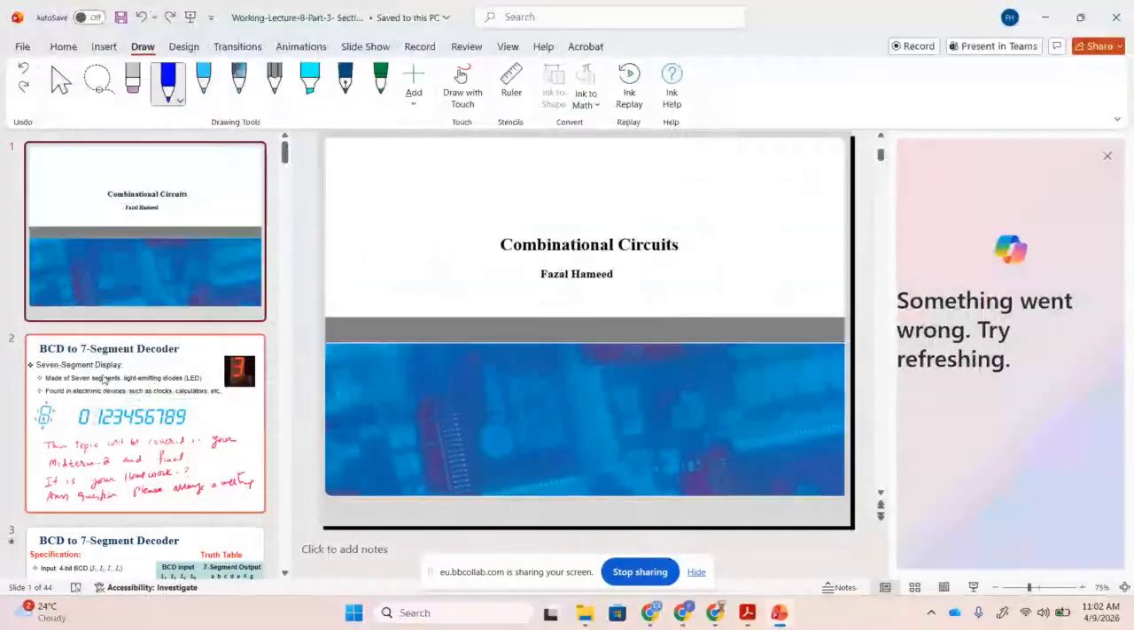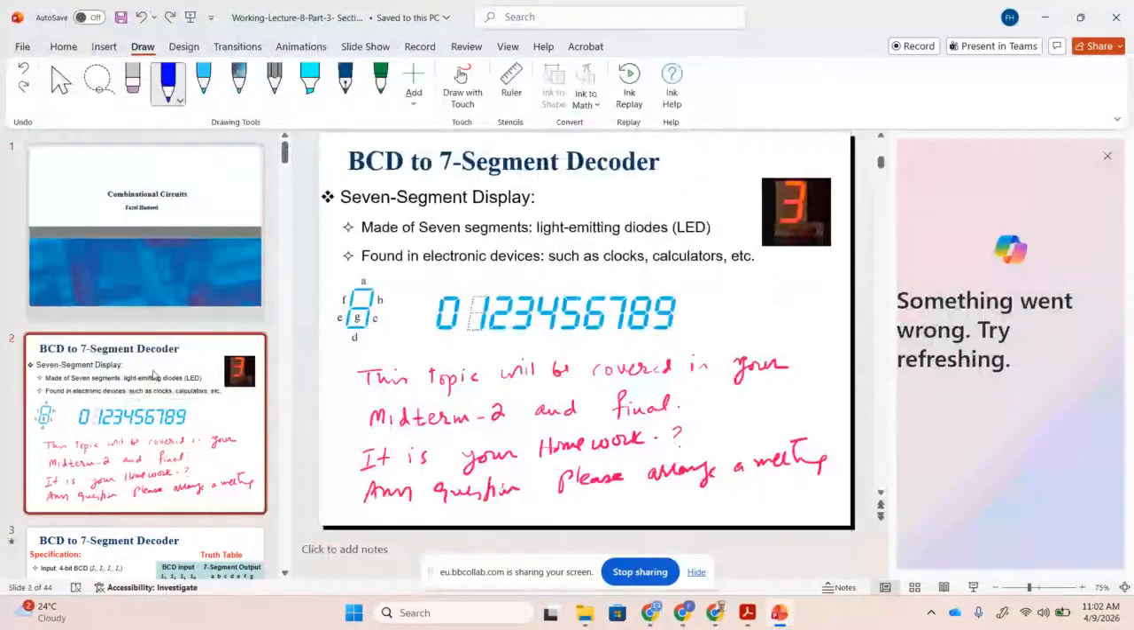So hi students. So now this is chapter number 8. There is a topic which is a BCD to 7 segment decoder, and why I'm putting it: this topic will be covered in your midterm 2 and final.